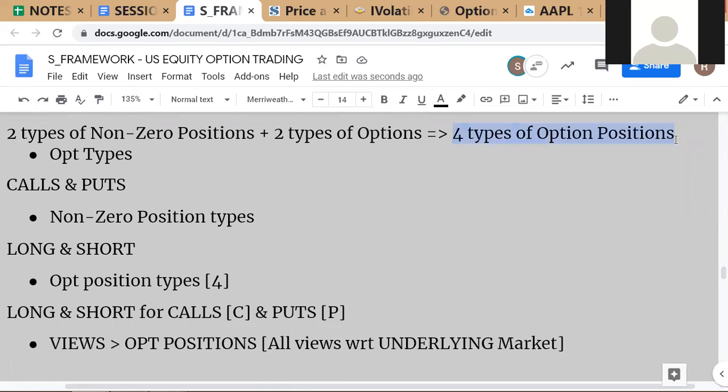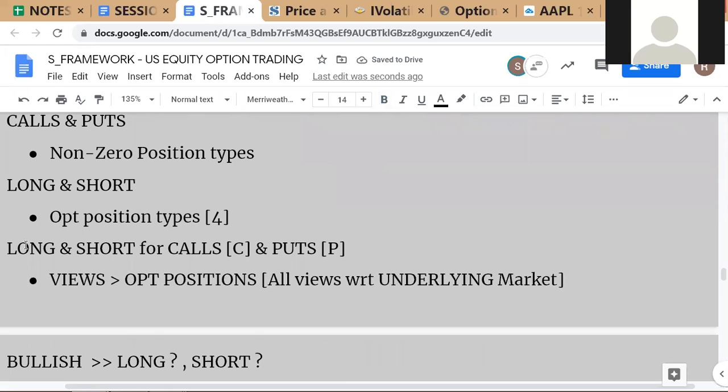Maybe we can highlight this here. This is what we are studying here. Four types of option positions, and you can derive that answer from here.